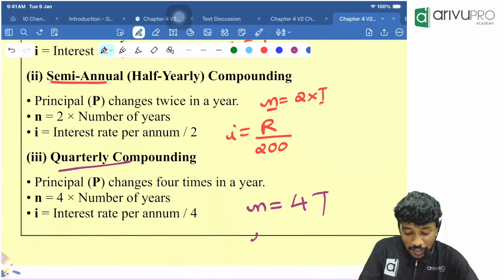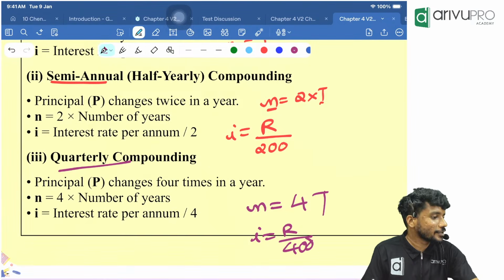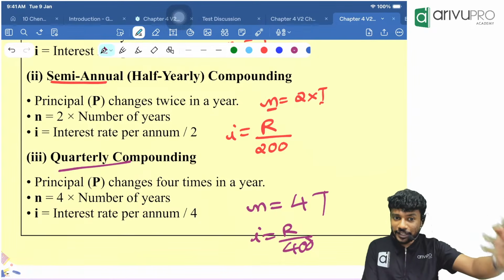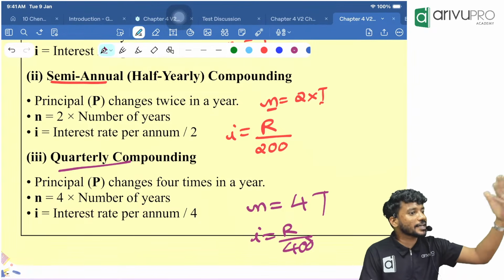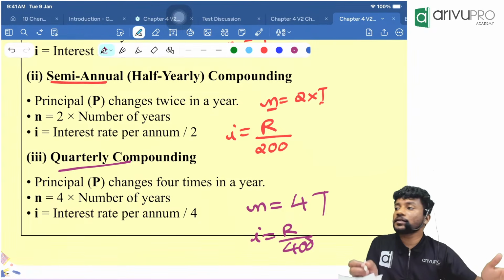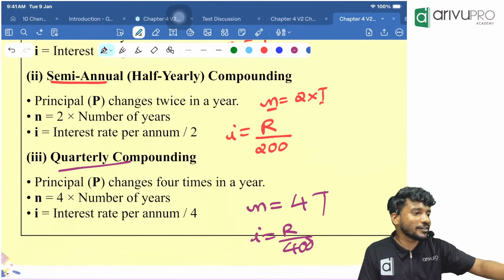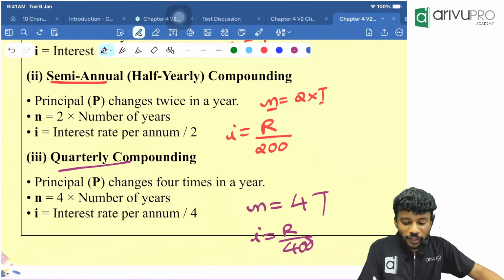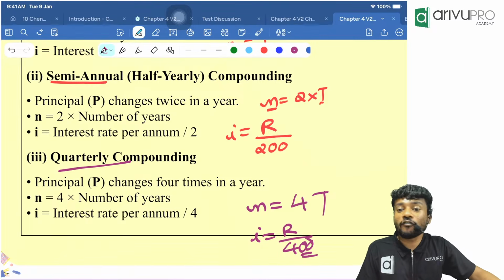Yes. Then similarly I will become R divided by 400. I can do that. Why? Because 4 quarters are there in a year, so 4 times it will get compounded. If I am splitting the rate percentage for each quarter, I should divide by 4. But since we want it in decimal, I will write it as 400.